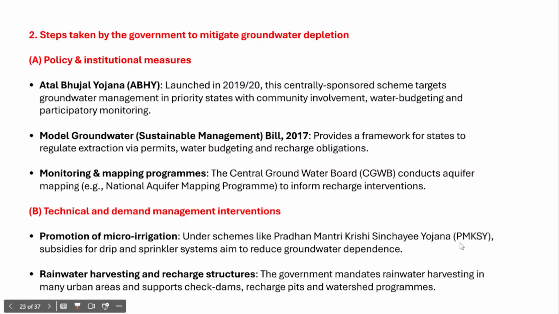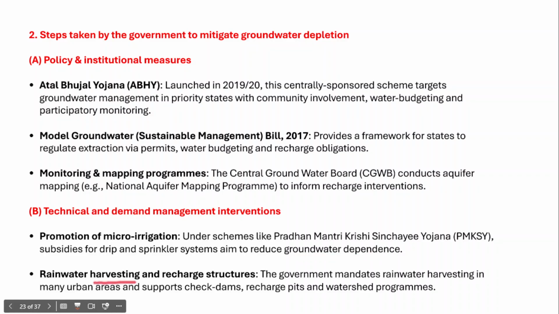Therefore, Pradhan Mantri Krishi Sinchai Yojana provides subsidies for drip irrigation and sprinkler irrigation systems, because when farmers are increasingly using drip irrigation and sprinkler irrigation, it reduces the dependence on the groundwater resources.